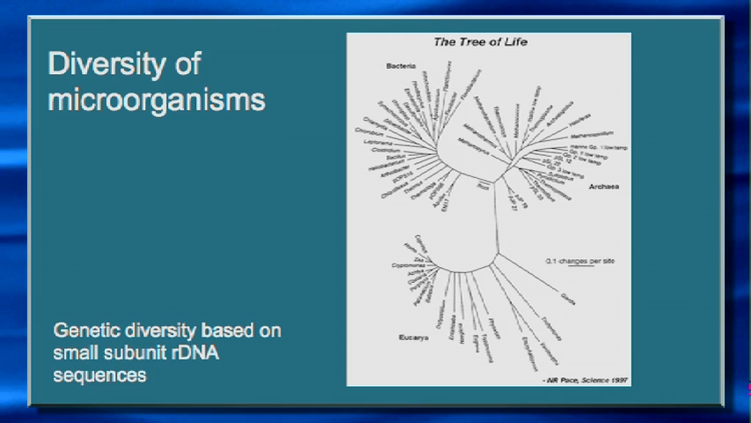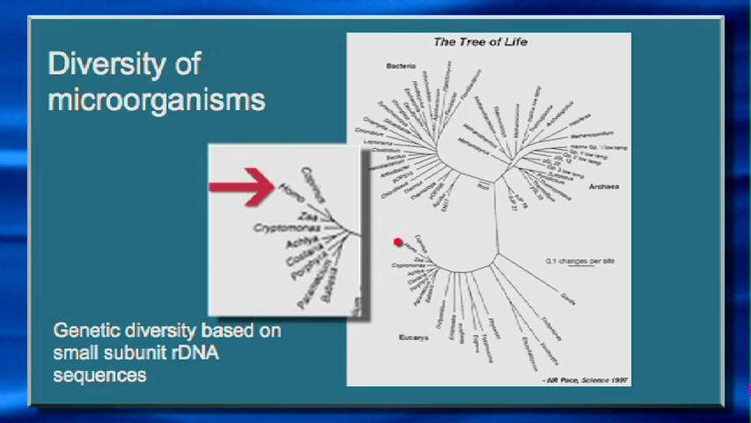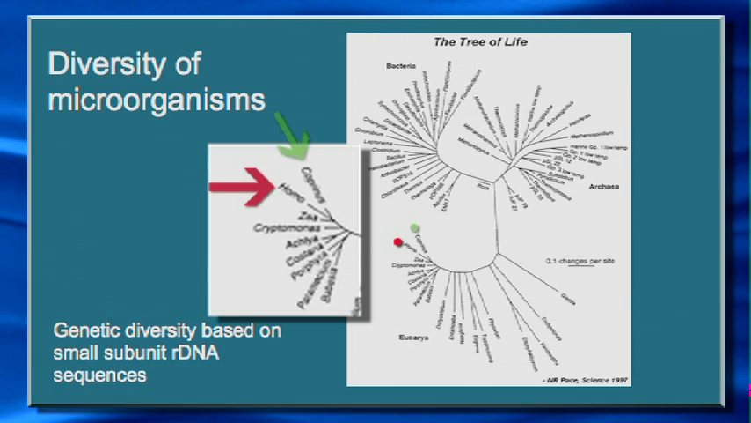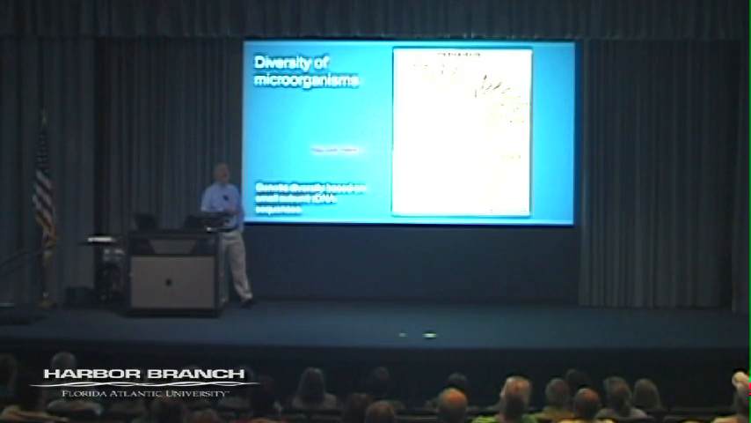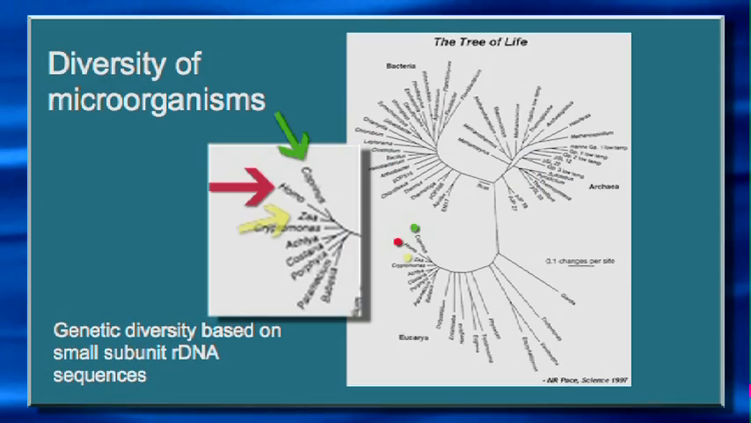To orient you, you are here. Okay? So this is man, right there, at the end of the tree. Right next to you is Coprinus. Coprinus is a mushroom. On the other side of you is Zea. Zea is the maize plant.